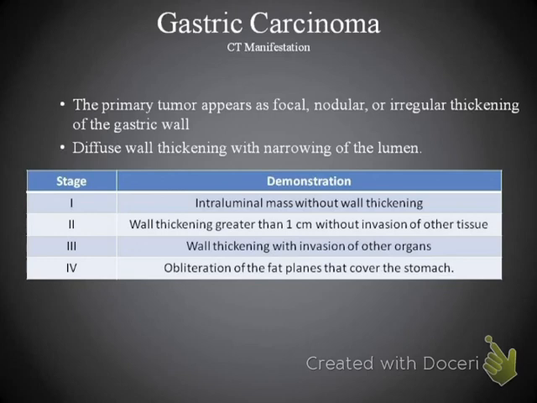Stage 3 is wall thickening with invasion of other organs. So we've not only progressed from the gastric carcinoma, but we've also metastasized into other areas. And stage 4 is obliteration of the fat planes that cover the stomach. So basically, the stomach becomes one huge mass that really cannot be delineated from anything else.